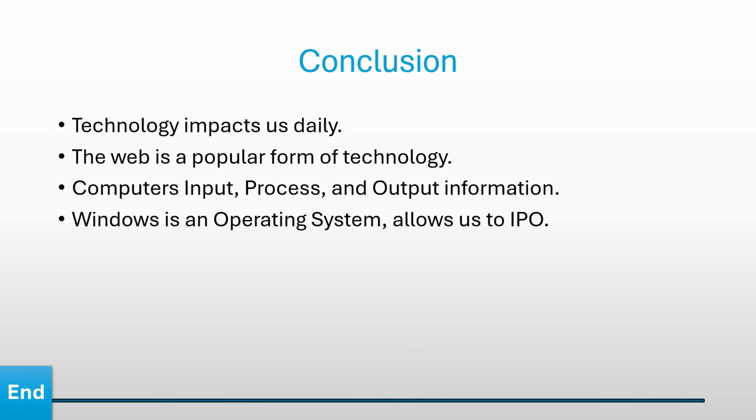We understand that computing is the process of inputting, processing, and outputting information, whether you're using a phone, a laptop, a desktop, a tablet, or a television. There are a lot of different computers that follow this protocol. We took a look at the Windows operating system, which allows us to input, process, and output information. There are other types of operating systems like iOS, Android, Linux, Mac OS, Chrome OS, but in this case, we focused on the Windows operating system.